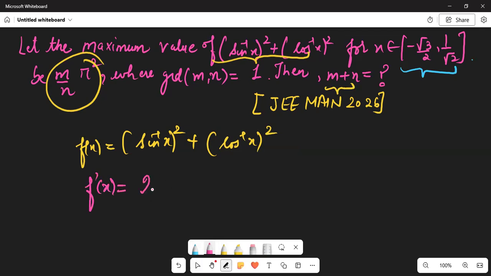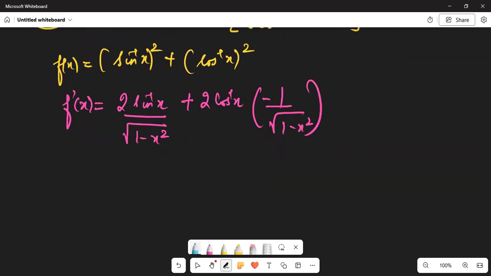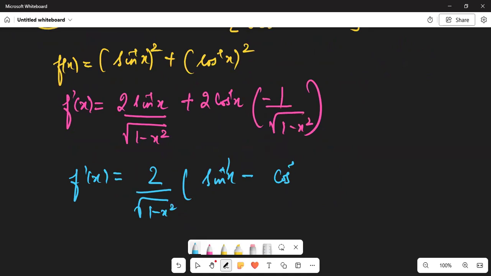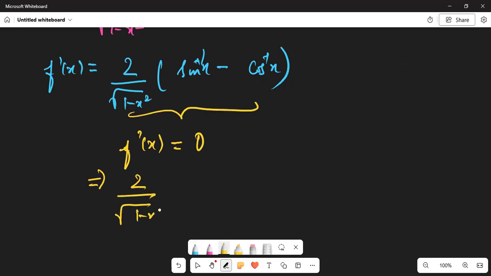We'll be getting 2 sin⁻¹x on root 1 minus x squared. We're using the chain rule. And similarly, for this, we'll be getting minus 2 cos⁻¹x on root 1 minus x squared. Now, f prime x equals 2 over root 1 minus x squared times (sin⁻¹x minus cos⁻¹x). In order to find the point where the function is taking a maximum or a minimum value, we have to equate f prime x, the first derivative of the function, to 0.